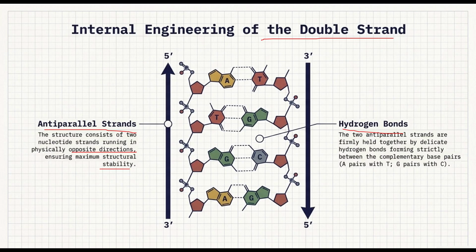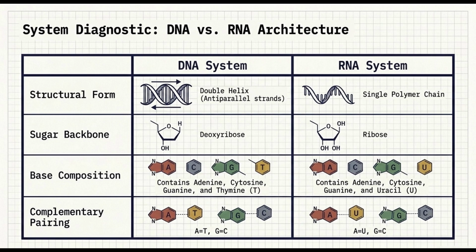Clear? And the hydrogen bonds: the two antiparallel strands are firmly held together by delicate hydrogen bonds forming strictly between the complementary base pairs. Like we mentioned, A pairs with T, G pairs with C.